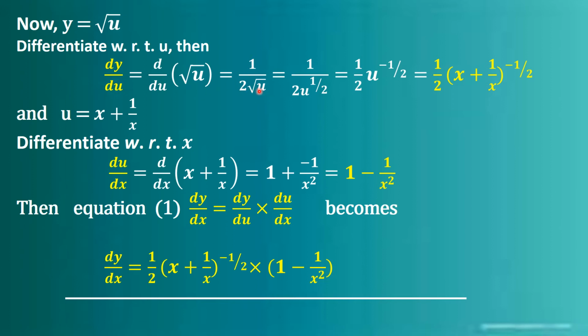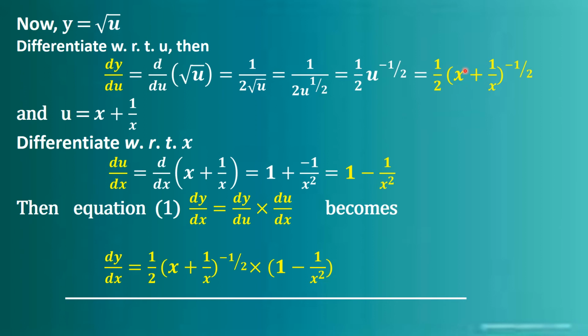And root u is u raised to 1 upon 2, and it can be written as 1 upon 2 into u raised to minus 1 upon 2, which is equal to 1 by 2 into x plus 1 by x whole raised to minus 1 by 2, because our function is y is equal to root of x plus 1 by x.